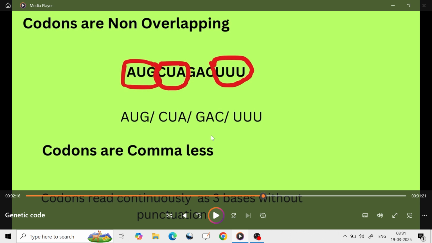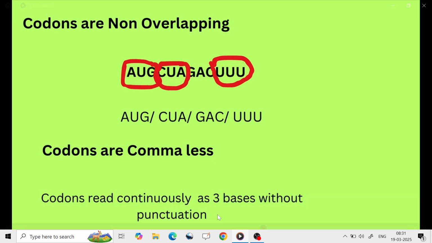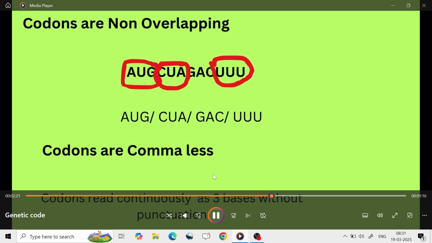Okay, now let's see how the codons are commaless. I told you codons will always be 3 bases. The codons are always read continuously as 3 bases without any punctuation. That is why they are called commaless, and they are non-overlapping in nature.